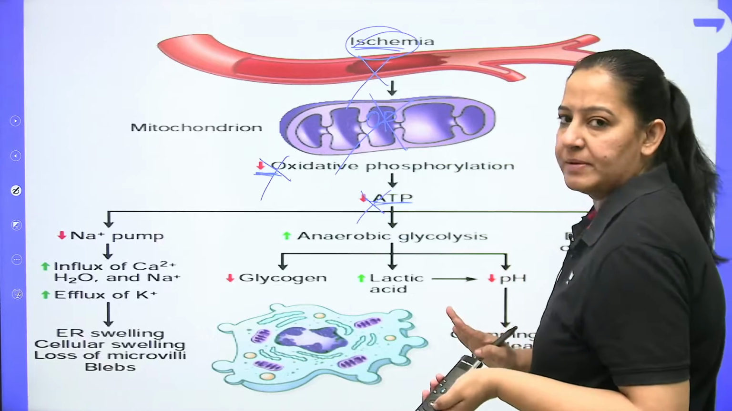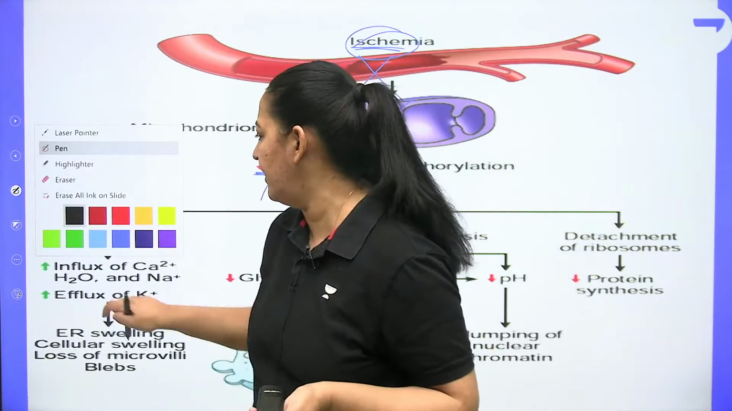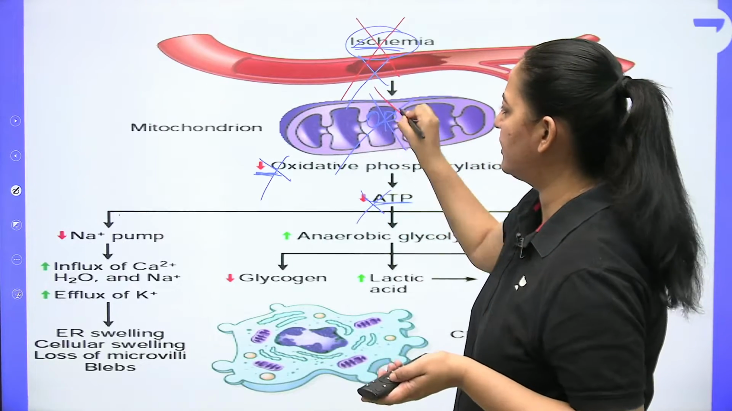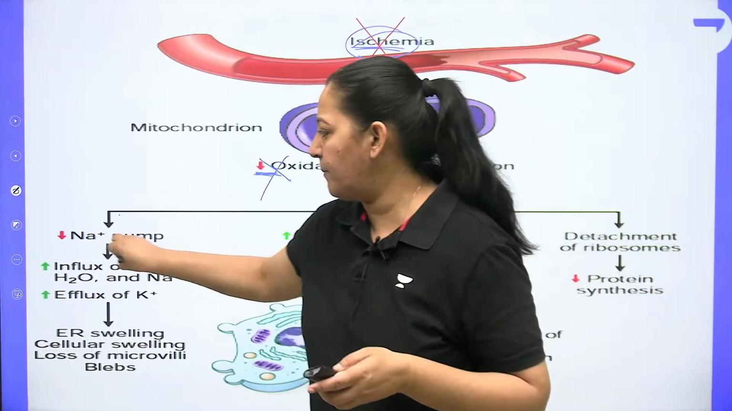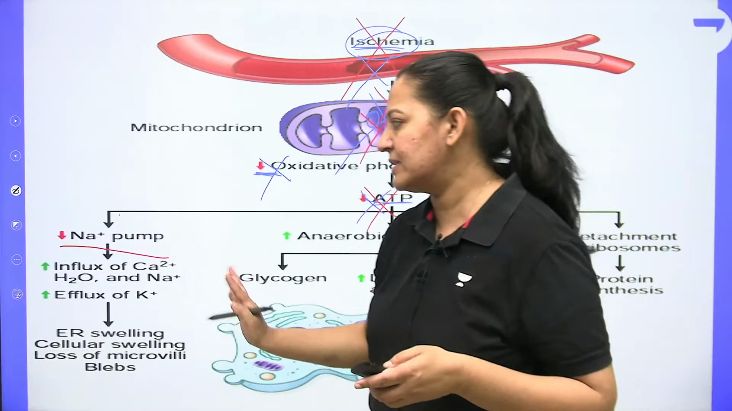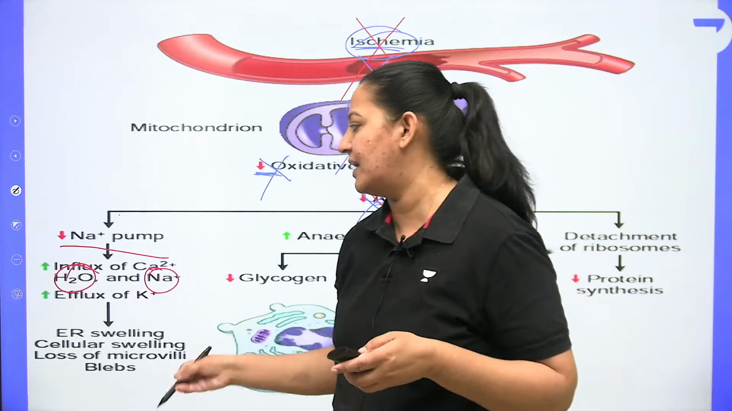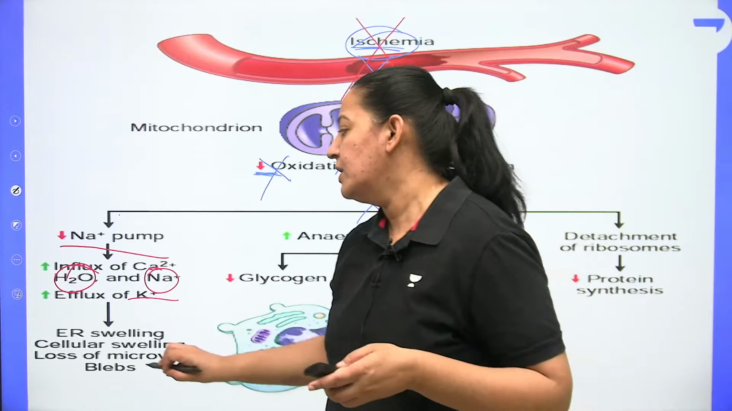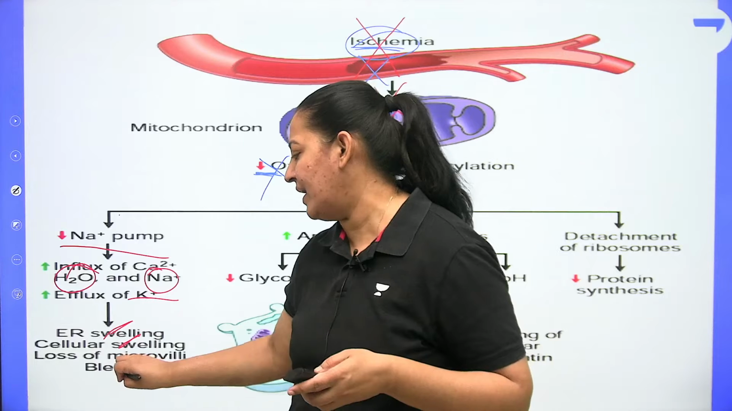The diagrams are from Robbins. All the diagrams are from Robbins. So can you see here? It is written. The ischemia is there, no oxygen, no oxidative phosphorylation, no ATP. Since there is no ATP, the first thing that happens is the sodium potassium pump is not functioning. Since it is not functioning, there is more sodium inside the cell, more water inside the cell, and less potassium. The potassium will go out. So there is cell swelling, endoplasmic reticulum swelling, and there are blebs.